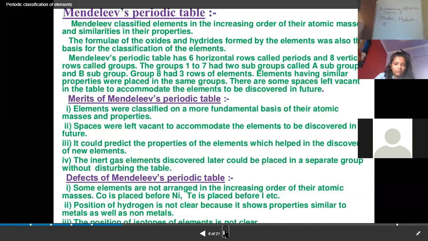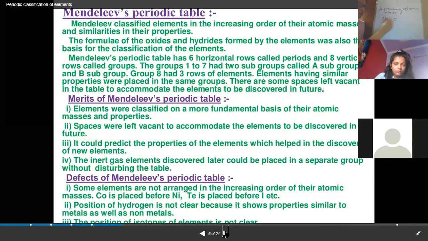Mendeleev classified elements in increasing order of their atomic mass. He prepared their formulas by reacting the elements, like he prepared the oxide of carbon, the oxide of aluminum, the oxide of hydrogen, the oxides of all the elements known at that time, right? And those having a similar formula, he put in the same group. Like he prepared the formula of sodium with oxygen. This is just an example.